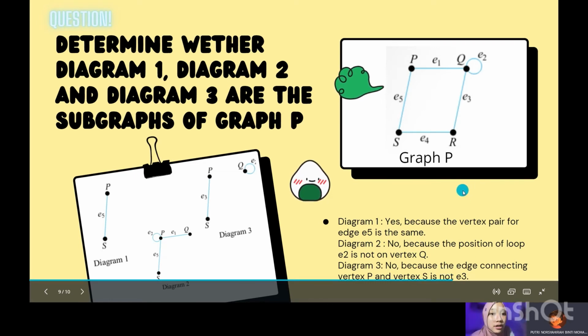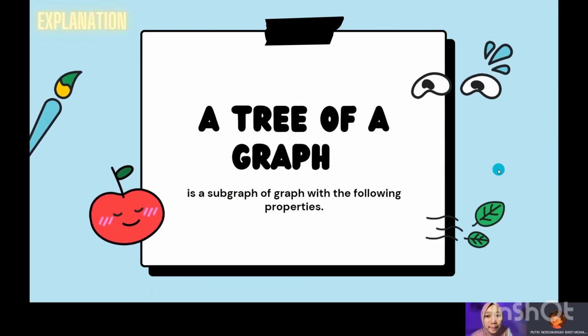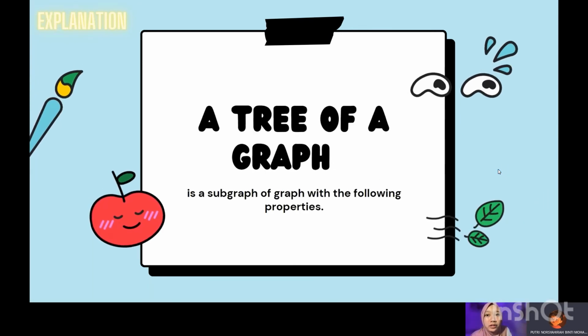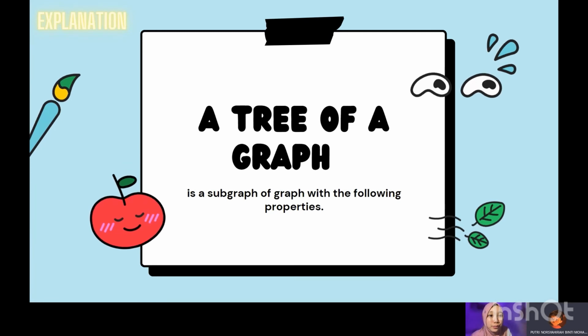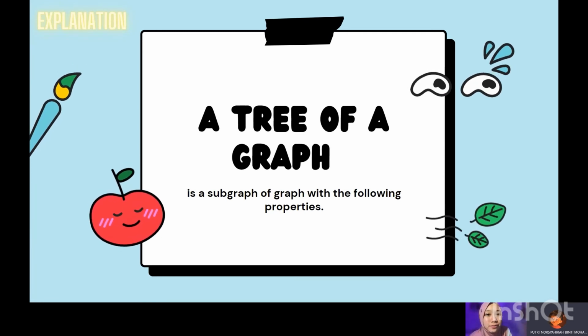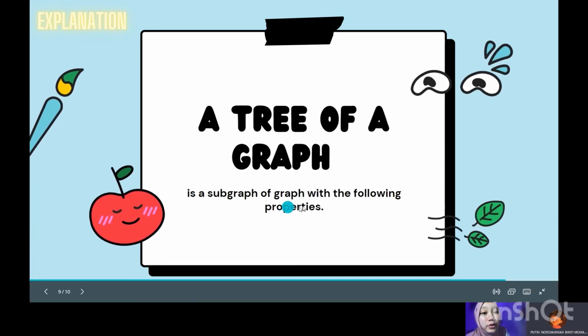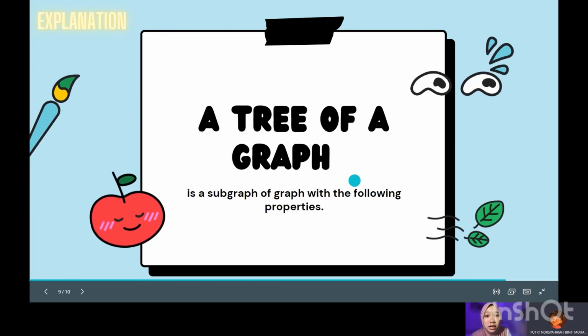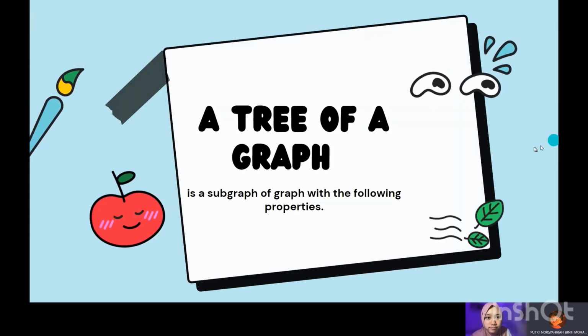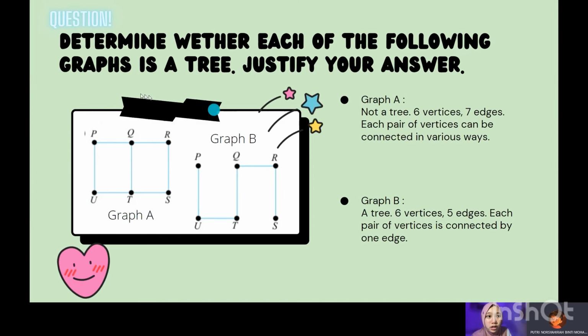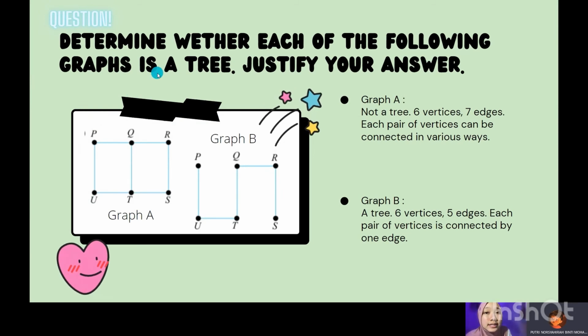Based on the next slide, tree of a graph. What is a tree of a graph? It is a subgraph of a graph with the following properties. Let's look at the properties. As we can see here, the question asks, determine whether each of the following graphs is a tree. Justify your answer. So, graph A.